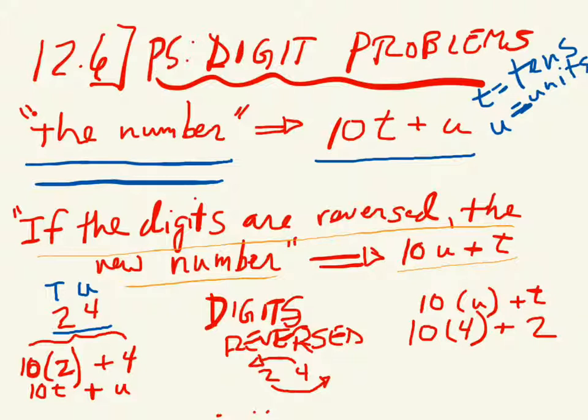In fact, I'll give you an example down here. Let me give it pink. All right, if we got the number 24, well, the original number is 10 times 2, 20, plus 4, 10t plus u. If the digits are reversed, this number now becomes 42. So it now becomes 10 times the units, 10 times 4, plus the tens, plus 2. You're going to see that here in a second. Let me show you in some examples.